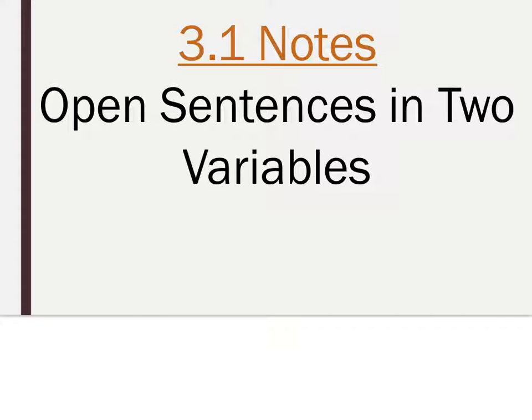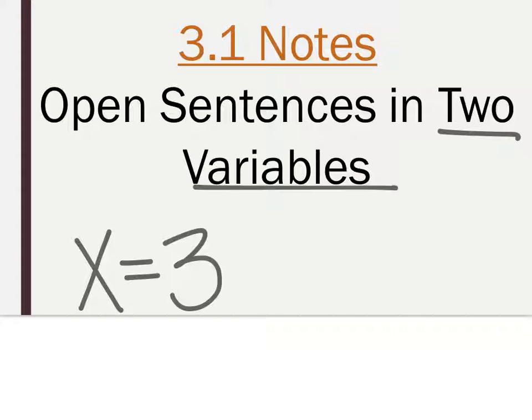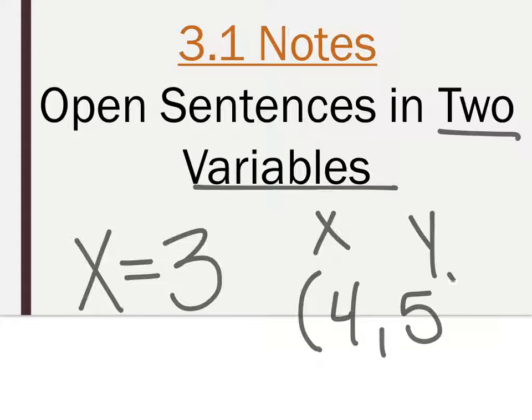What sounds really complicated, but we've been solving open sentences or equations in one variable. So all our answers looked like this: x is equal to 3, right? If we have two variables, it means we have an x in the equation and a y in the equation. And so that means our final answer is actually going to be a point. So x will go in that spot and y will go in that spot. So we're having to solve for two.